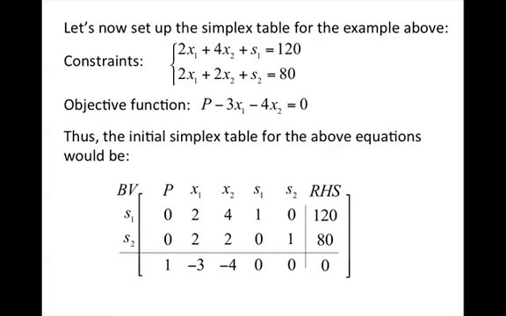Then look in your final row. I have a 1 underneath my P. It's a 1 and every other element in that column is a 0. So my last basic variable is my P. And as we mentioned before, the last basic variable will always be a P and it will not change.